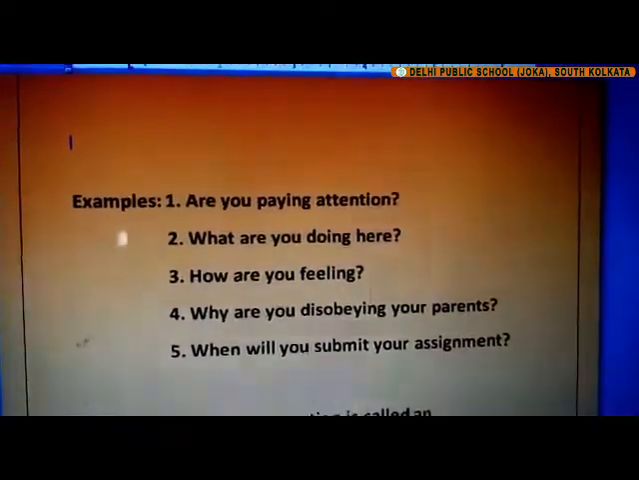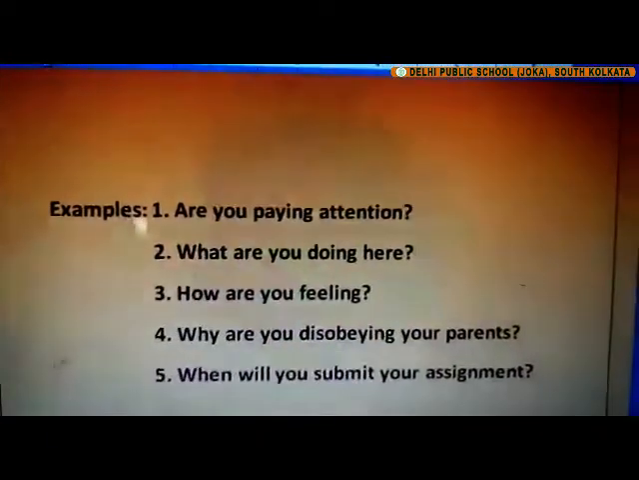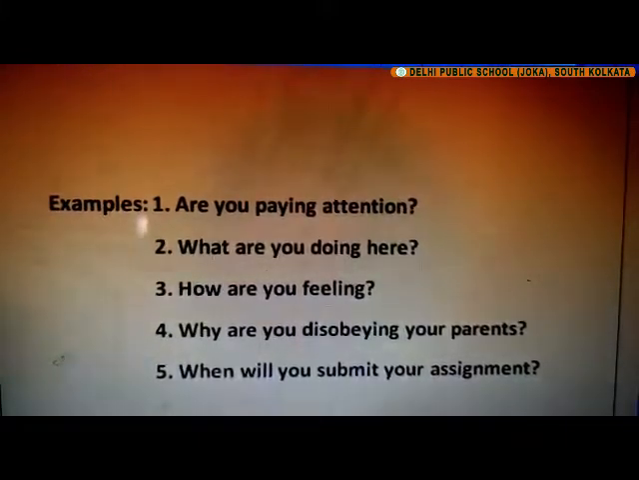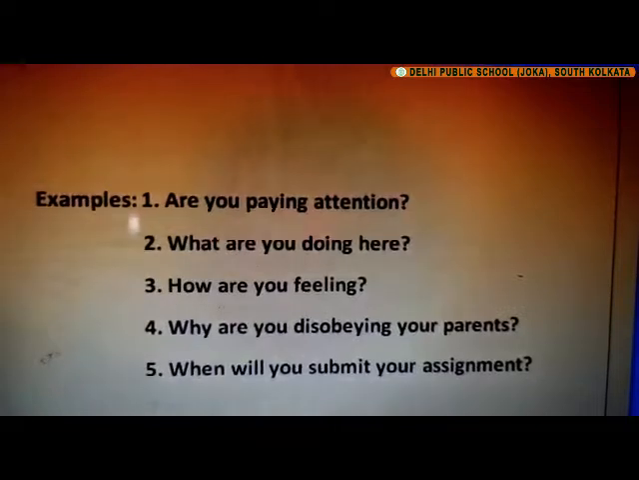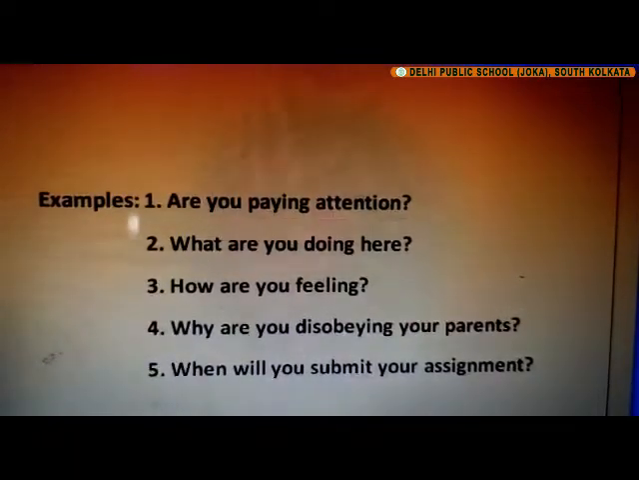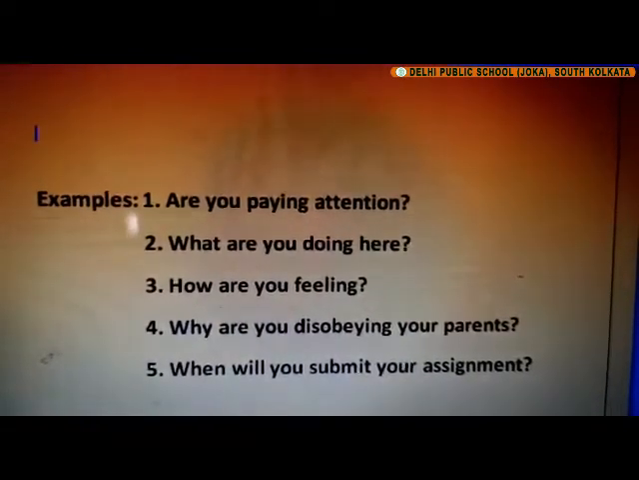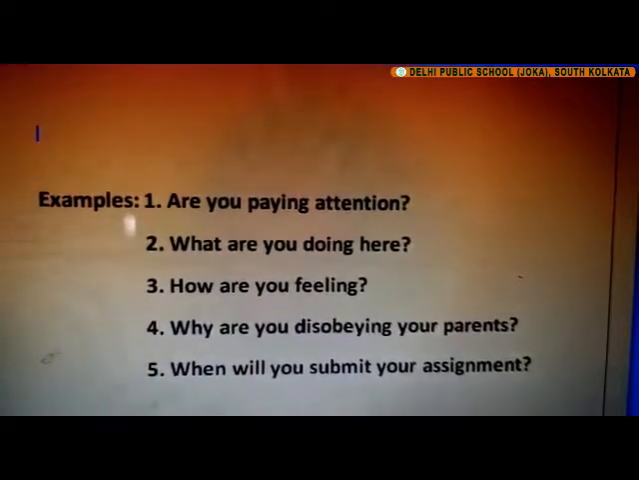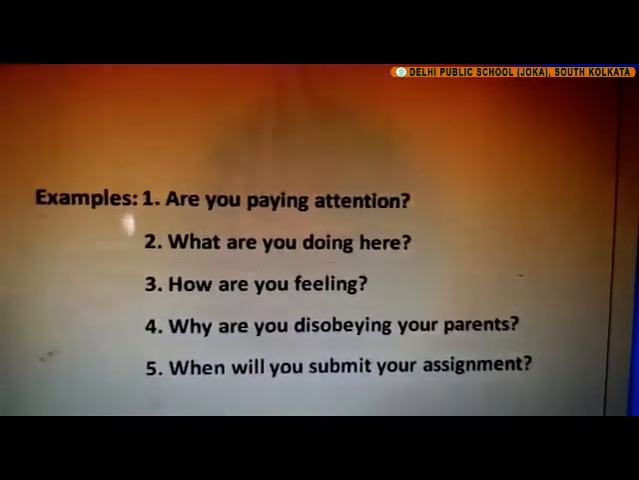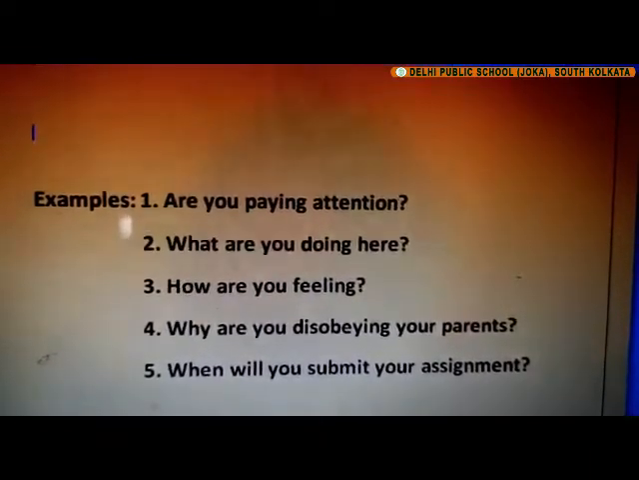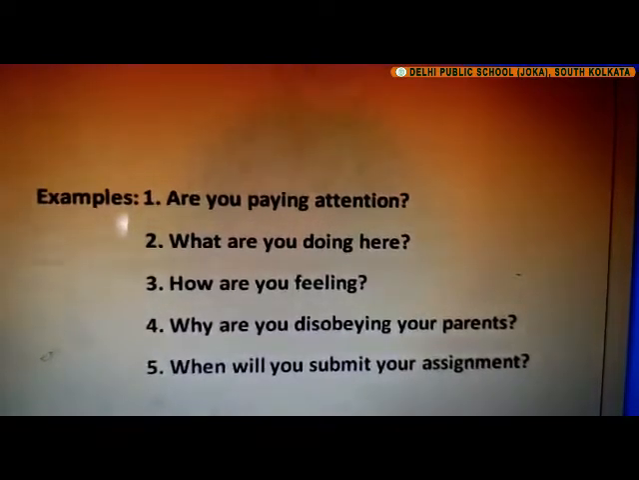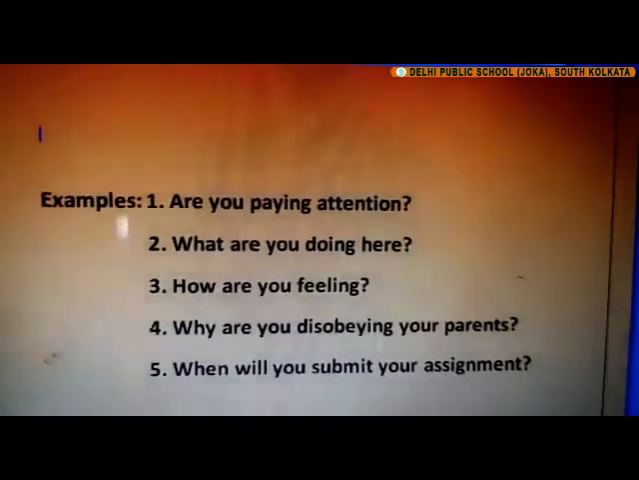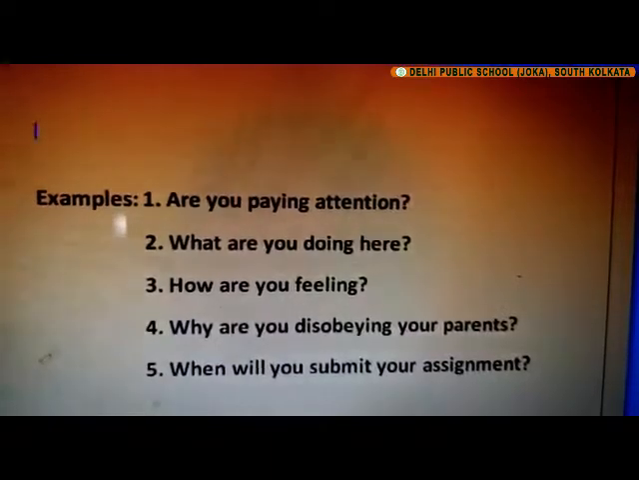As you can see here, there are 5 examples. Let's all read it out together. Number 1, are you paying attention? Number 2, what are you doing here? Number 3, how are you feeling? Number 4, why are you disobeying your parents? Number 5, when will you submit your assignment? If you all notice, all these sentences end with the same punctuation mark and they are all asking questions.